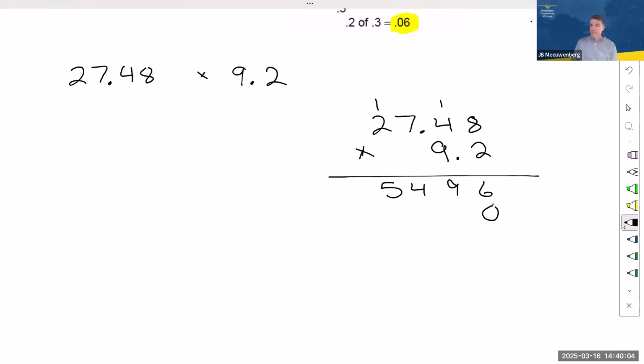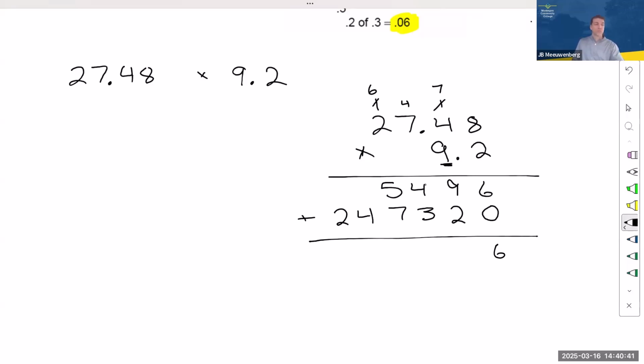Sometimes we like to put a 0 there. The key is because we're multiplying by this 9, our first digit will go right beneath it at that next level. 9 times 8 is 72. There's the 2. Carry the 7. 9 times 4 is 36. Plus 7 is 43. There's the 3. Carry the 4. 9 times 7 is 63. Plus 4 is 67. There's the 7. Carry the 6. 9 times 2 is 18. Plus 6 is 24.